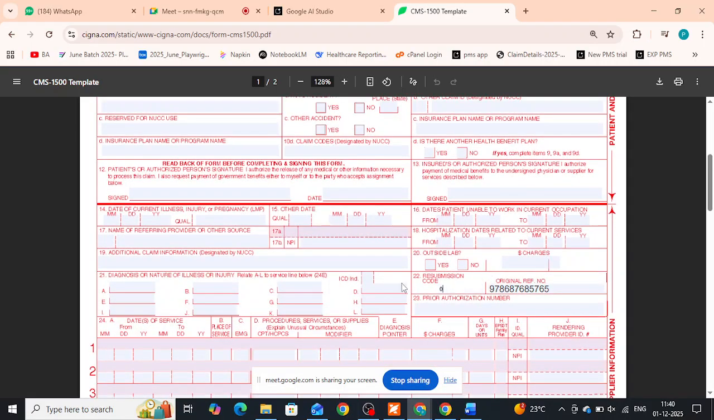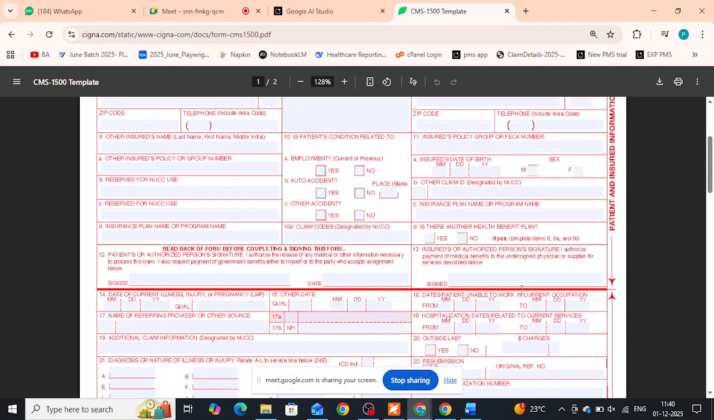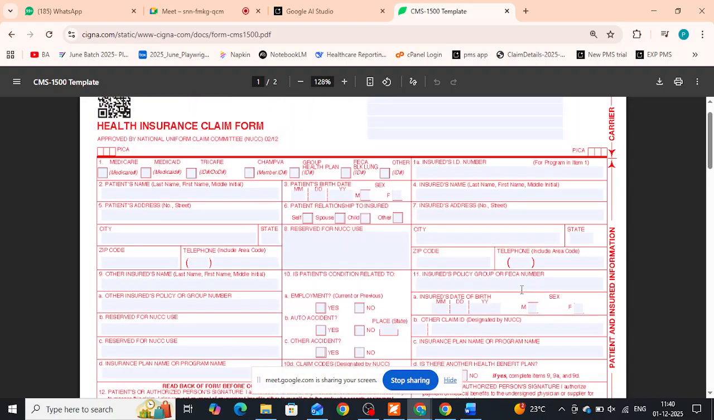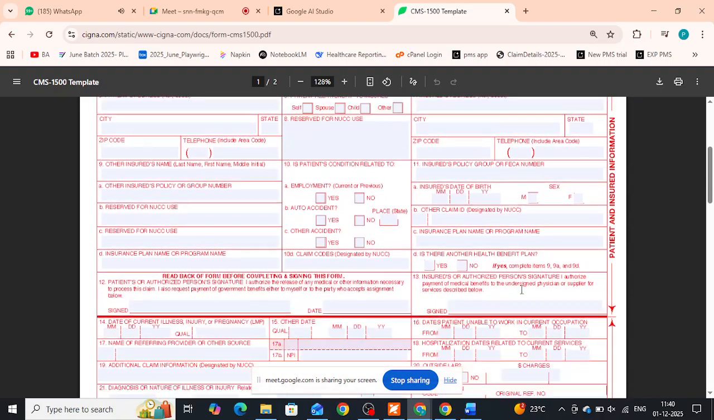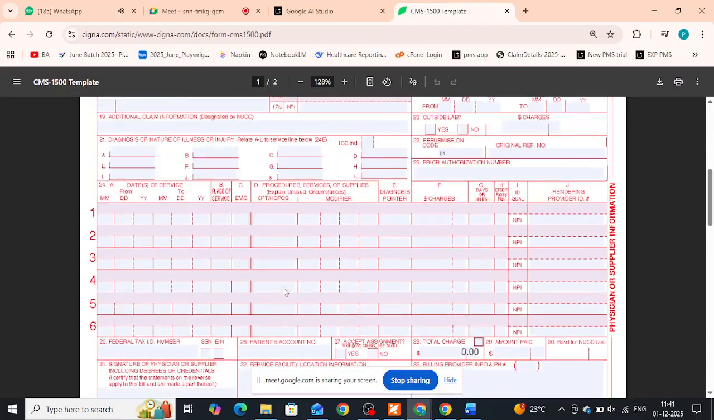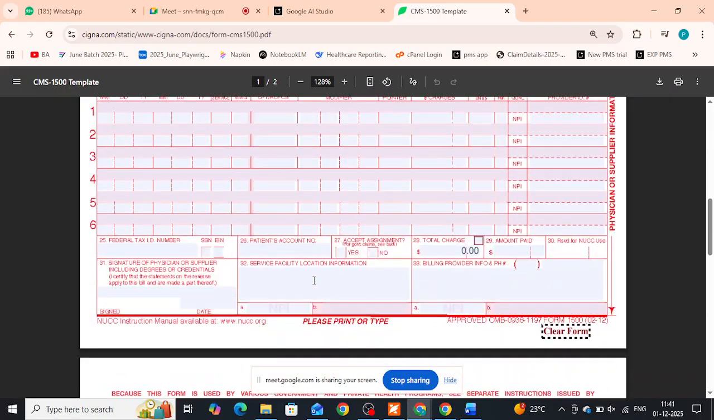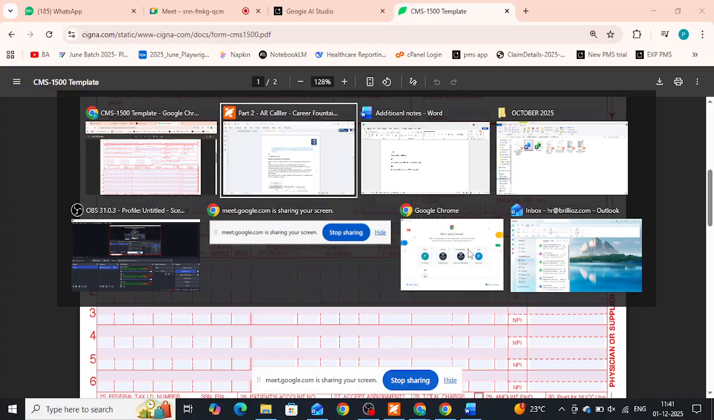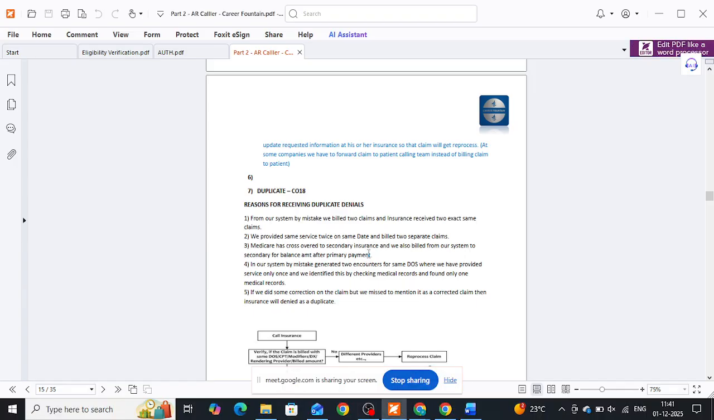If you are billing with 01 only and we are not sending any original claim number, then the insurance already has one claim with them with 01. They are not going to accept it as a corrected claim, and they will deny it as a duplicate. So whenever you are doing any correction and resubmitting the claim, we have to select the option in our system as a corrected claim.